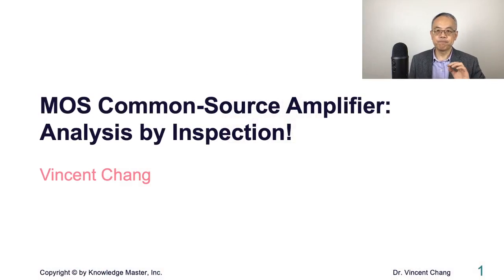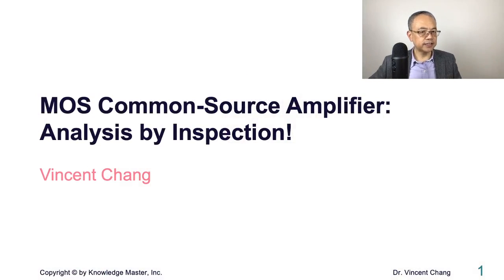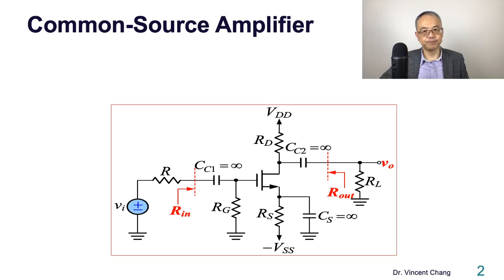Today we are going to analyze a MOS common source amplifier. Analysis by inspection. Here's the common source amplifier. A MOS, metal oxide semiconductor, common source amplifier. The source is grounded, AC grounded.